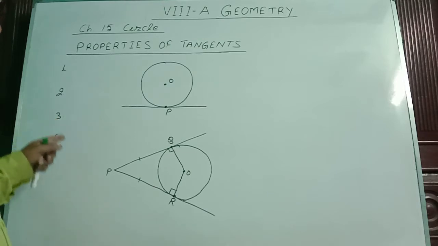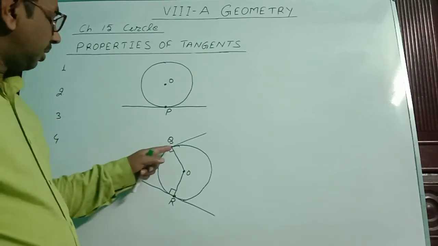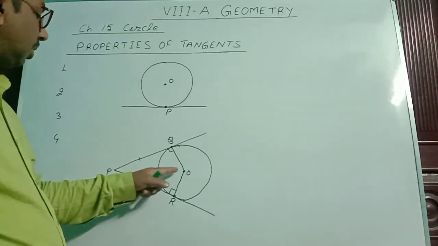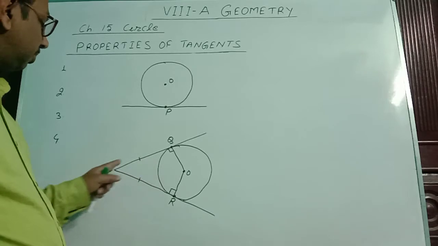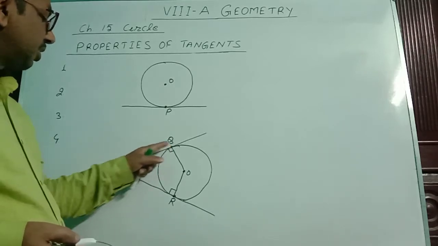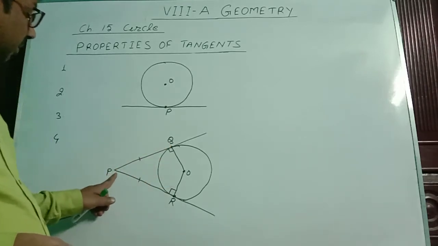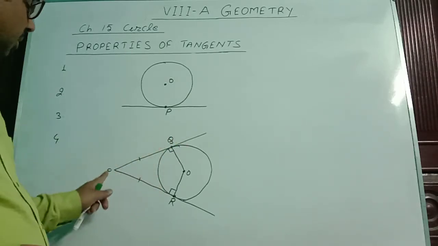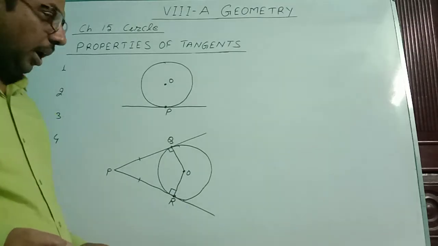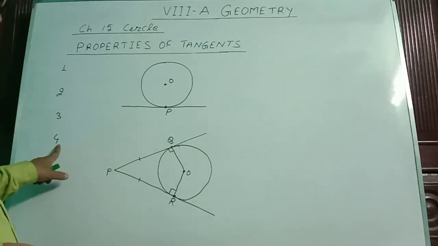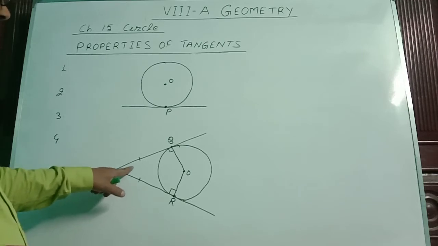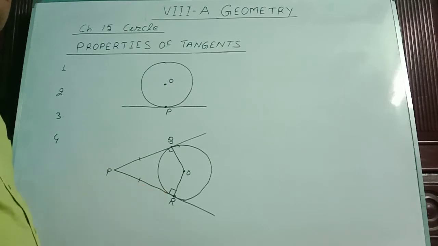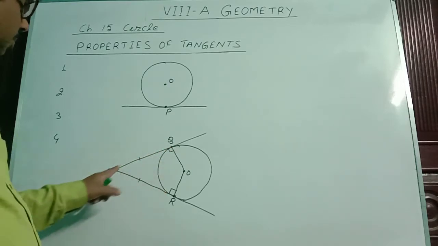Third property, two tangents can be drawn from the external point of the circle. P is the external point of this circle. From here two tangents are drawn, that is PQ and PR. And property 4, if two tangents are drawn from an external point, then those two tangents are equal in length. It means PQ equals PR.